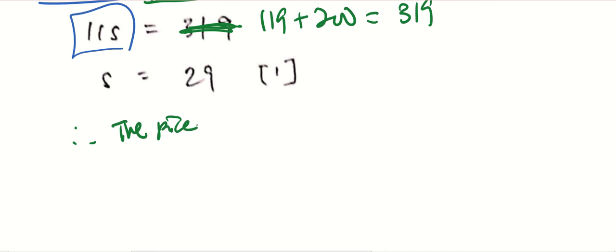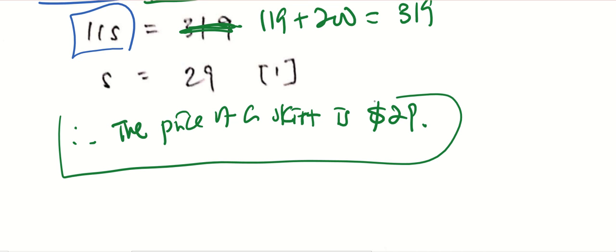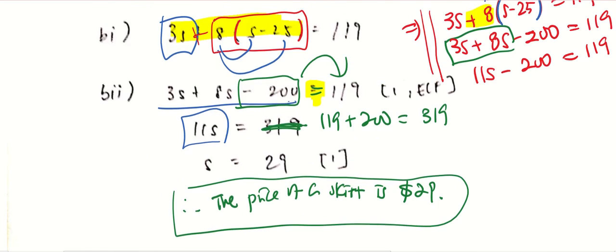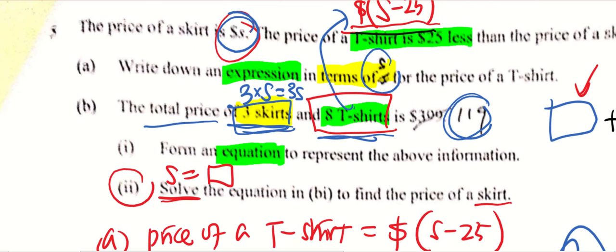The price, pardon me, the price of a skirt is 29 bucks. Okay, so this is your final answer. Now it is still doable. It's really doable. Really, you need to start breaking down the question bit by bit. Don't just quickly read through and start to blank. Start highlighting and start writing.